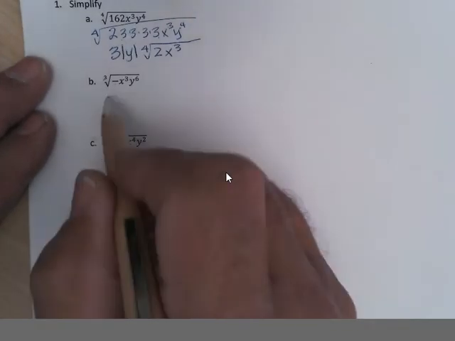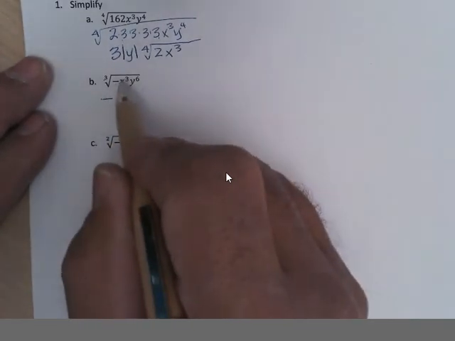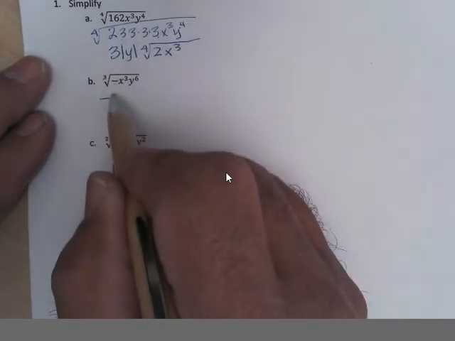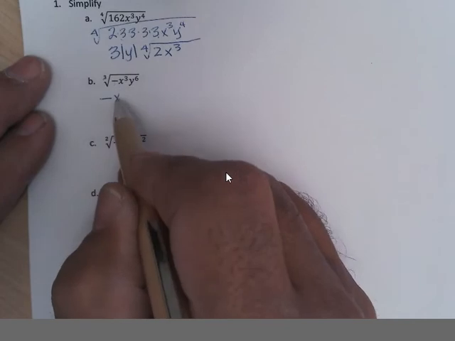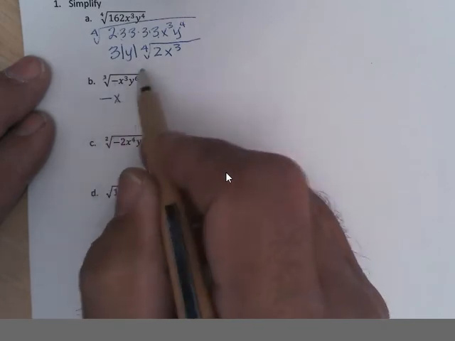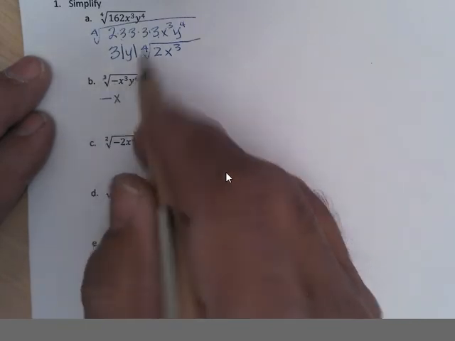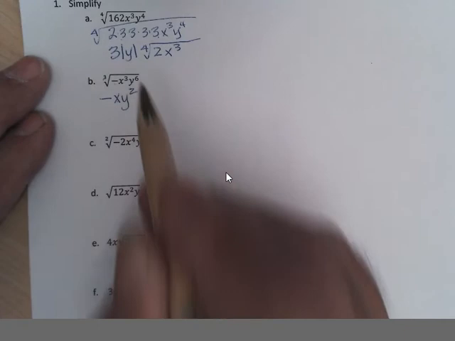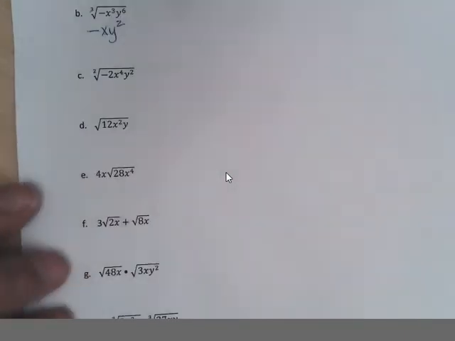Odd root, the negative comes right out. X 3 times, so it comes out as an x. Odd root, so we don't need absolute value. Groups of 3. This is 2 groups of 3. That's y squared. Done. Everything came out.